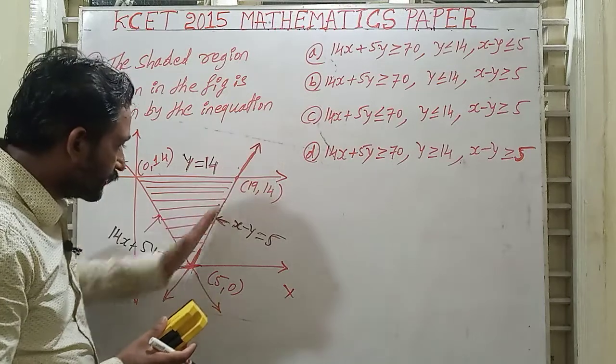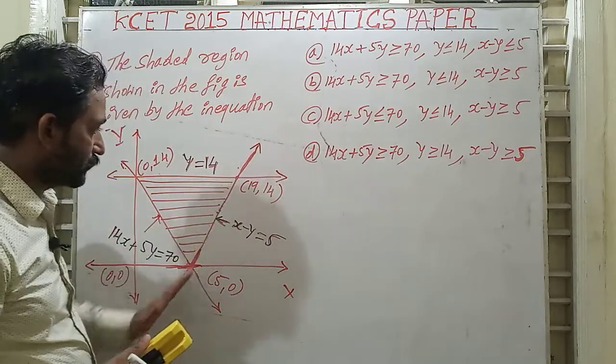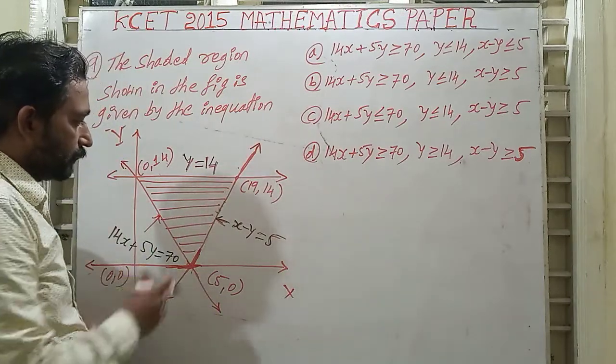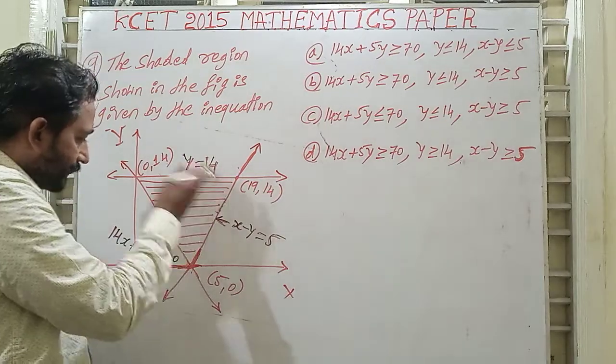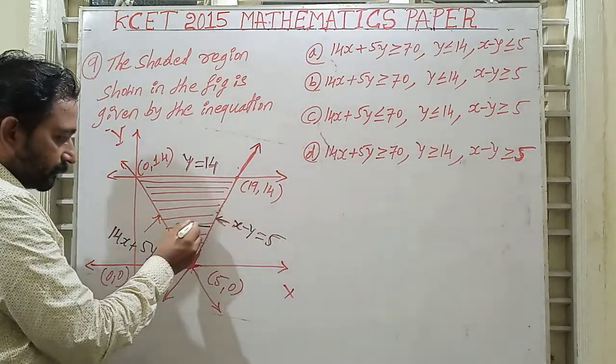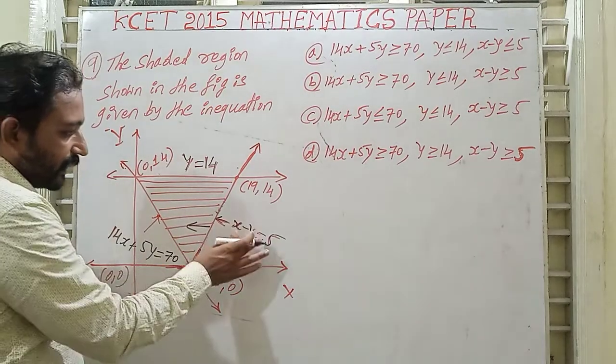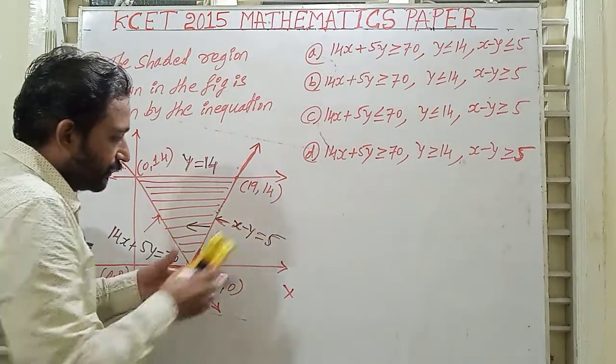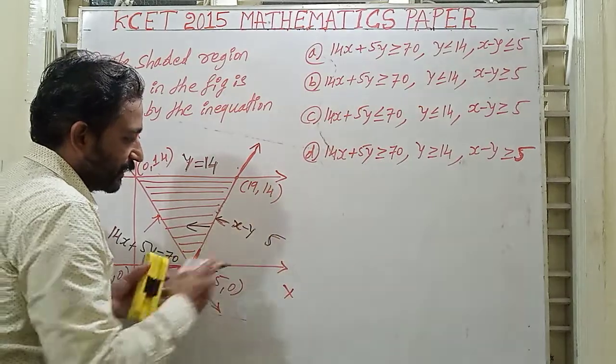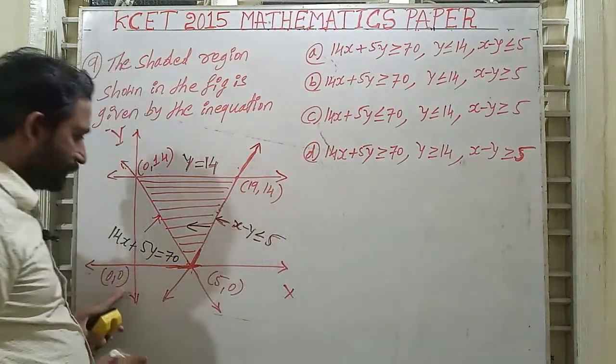Let us see what the solution of this line is. So the solution of this line contains the origin, correct? The solution of these lines contains the origin. So the equal symbol is replaced by less than or equal to, because it contains the origin.